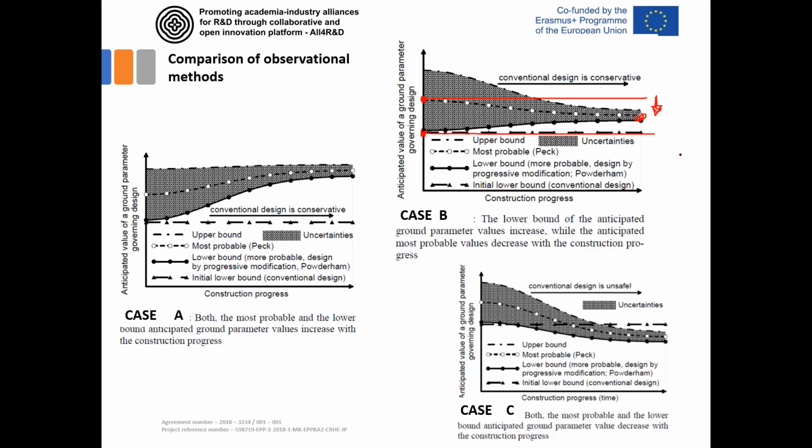But if you start with the lowest value of parameters, then the true parameters are actually better, and you have some cost reduction here. Here you have the increment of the cost, but you're saving the structure from failure. So whenever it's possible to apply the observational method, it can bring some cost reduction. If it doesn't bring the cost reduction, that means you save the construction from the failure.